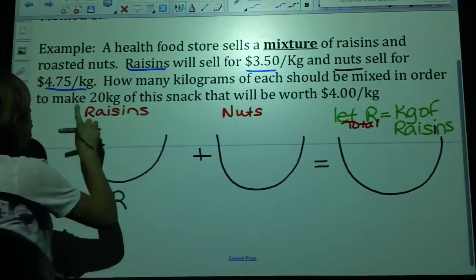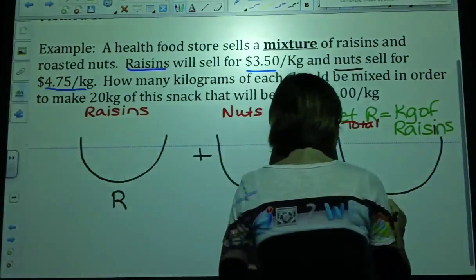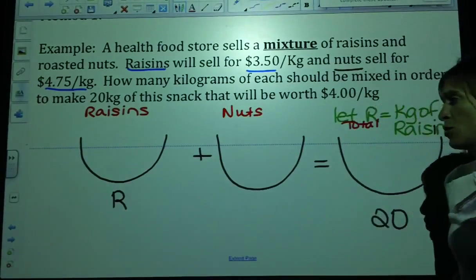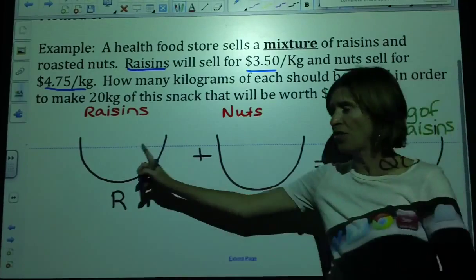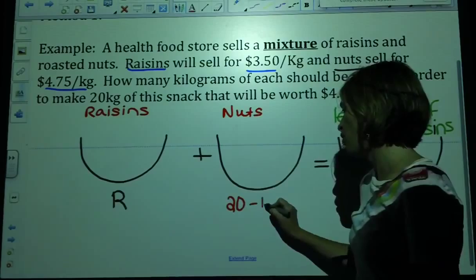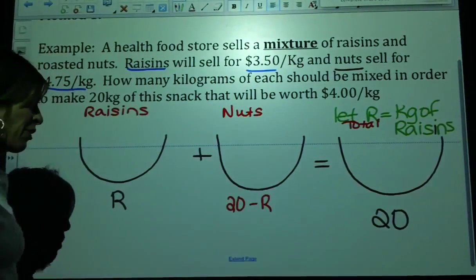So that's how many raisins I have. I know that I want to make a total of 20. So I know that this mix needs to be a total of 20 kilograms. If I have a total of 20, and I know that this is R, then the amount of nuts would be 20 minus R. So that's the amount of nuts or raisins I'm mixing together.